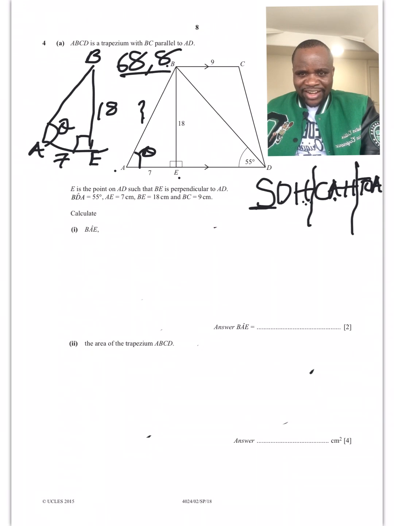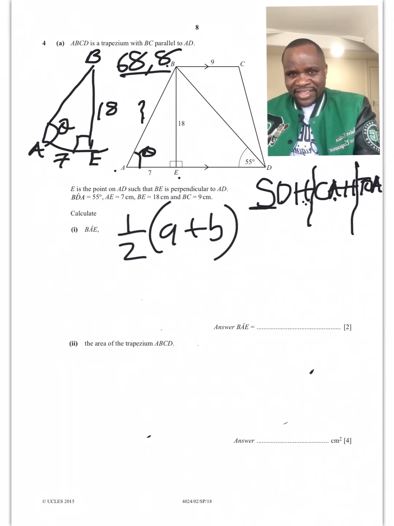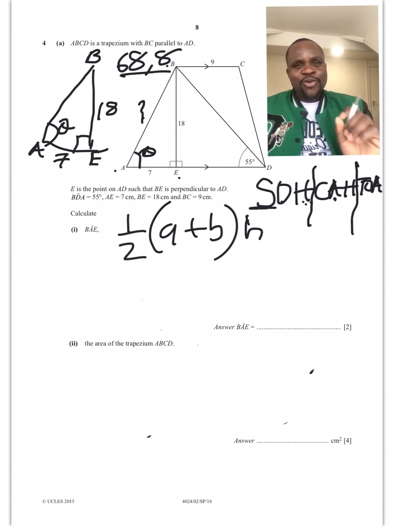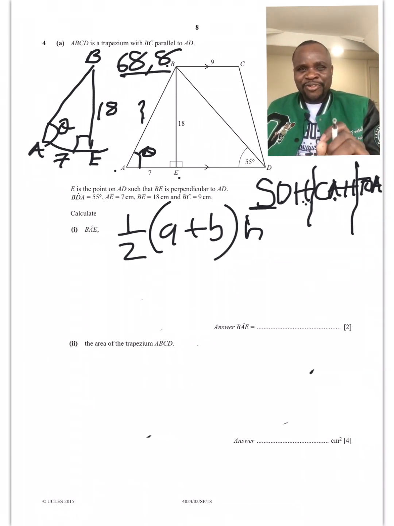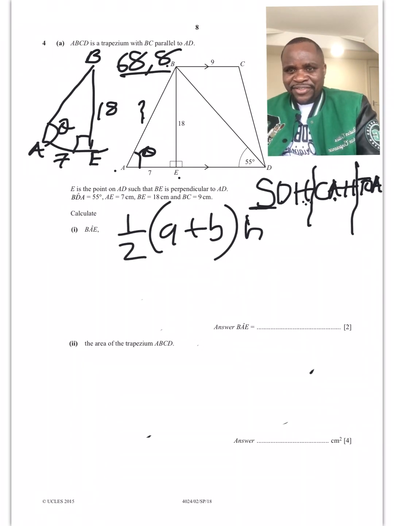we are required now to calculate the area of a trapezium. First, before you go further, you need to know the formula for calculating the area of a trapezium, which is half times A plus B, and then times the height. That's the formula. So now we need to make sure that we have A. So which is our A? All right, let me write it from there.